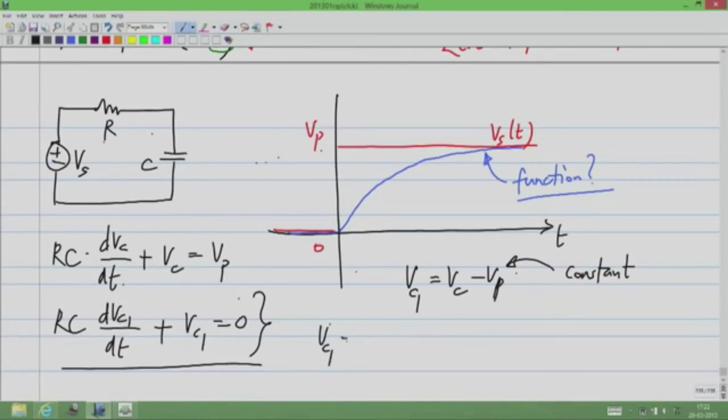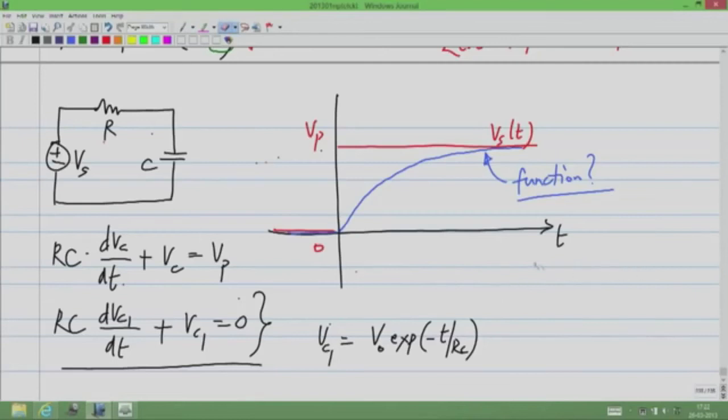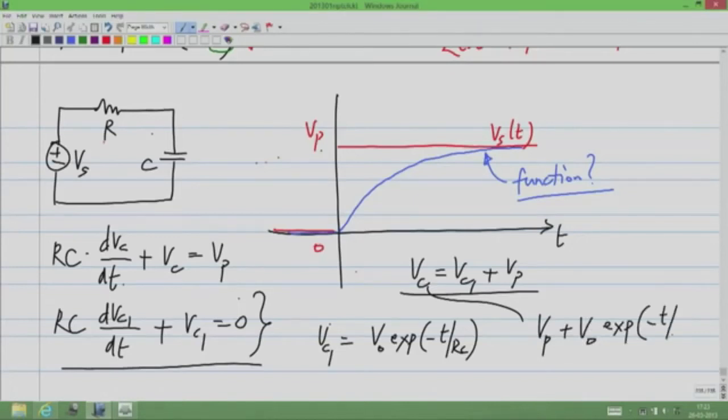So Vc1 would be of the form V0 exponential minus T by Rc. So Vc, if I turn around this one, Vc is Vc1 plus Vp. Okay. So Vc will be of the form Vp plus V0 exponential minus T by Rc. Okay. Is this fine?